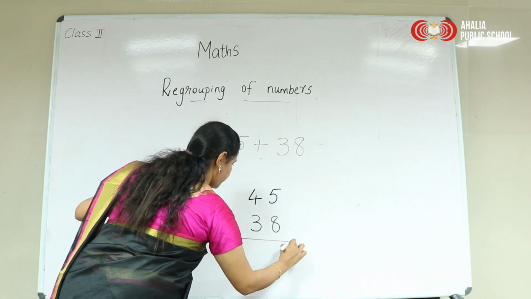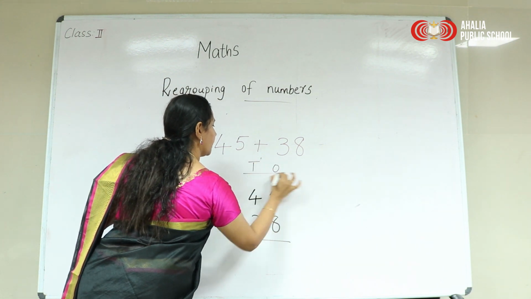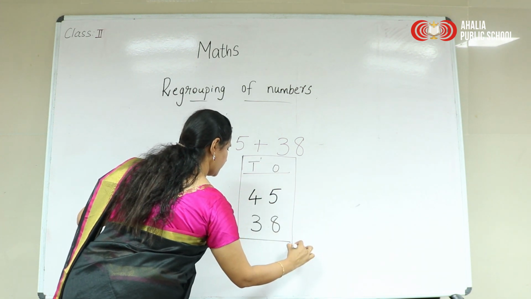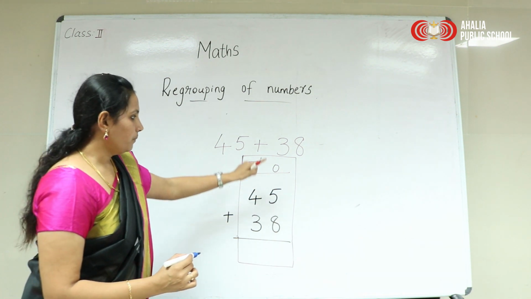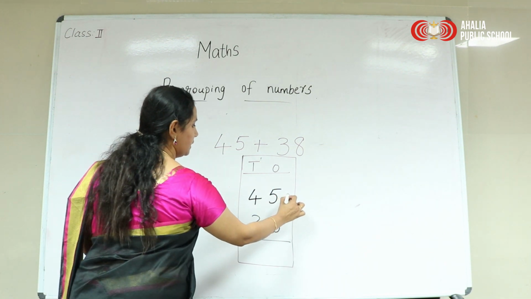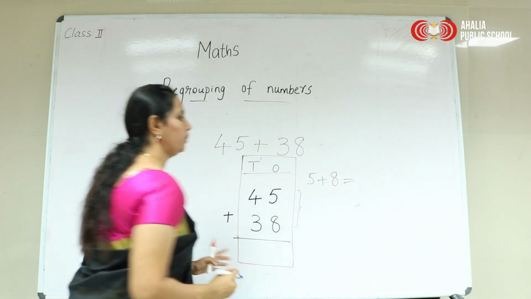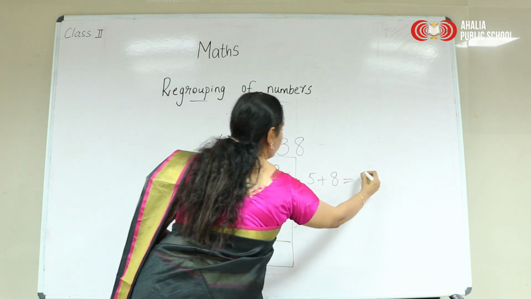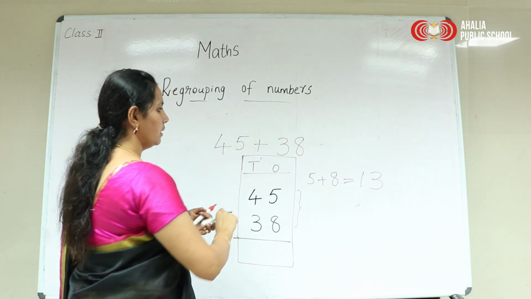Okay, then we have to assign a place value for these numbers: tens and ones. We know, right? Tens and ones. First, what do we have to do here? Yes, in the ones column, what are the numbers in the ones column here? Yes, 5 plus 8. How much is 5 plus 8? 9, 10, 11, 12, 13. 5 plus 8 is 13. 13 is, yes, a 2-digit number.